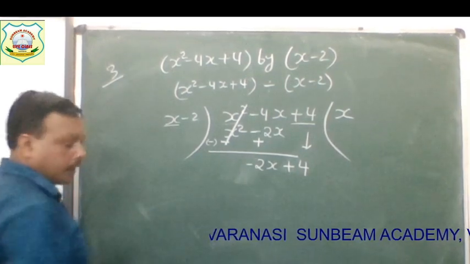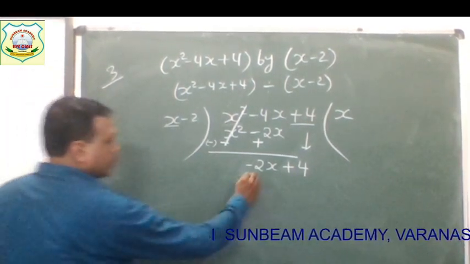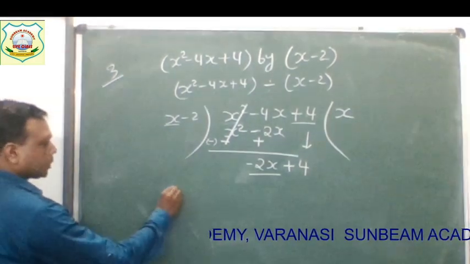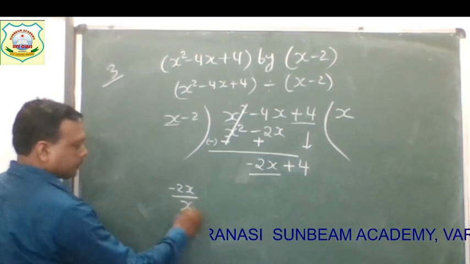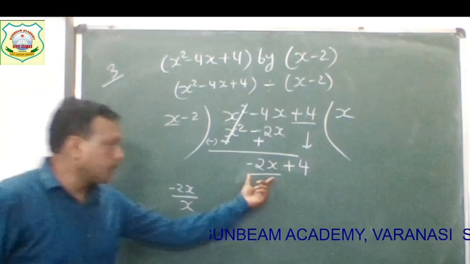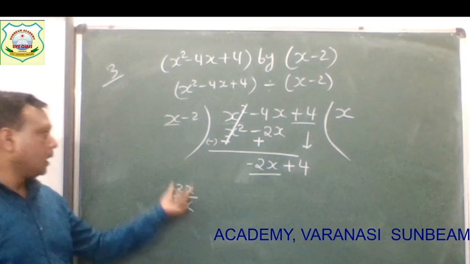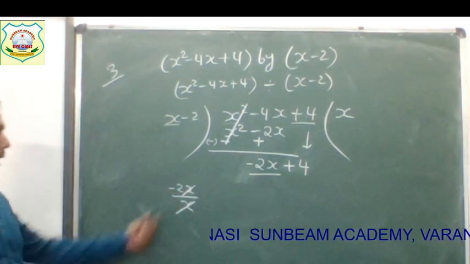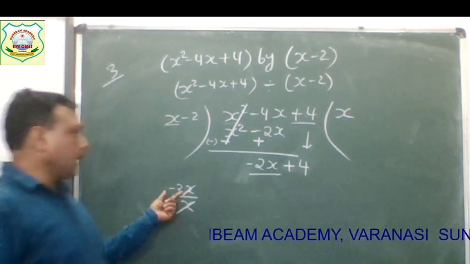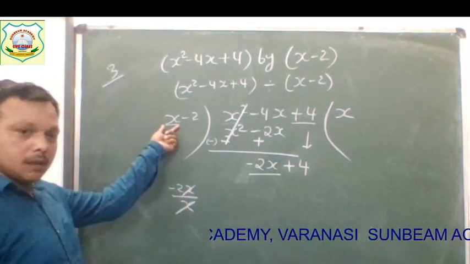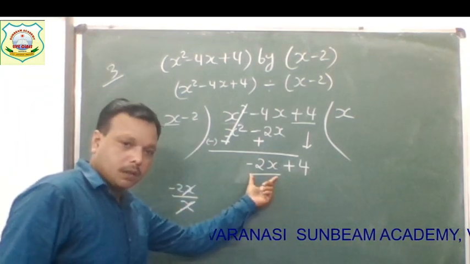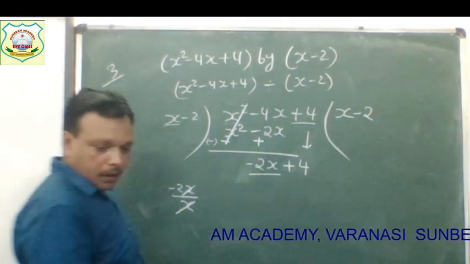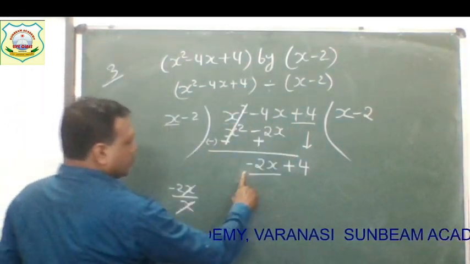Now, next term: minus 2x, and here is the x, again we will check, minus 2x upon x. See students, here we have taken the first term minus 2x upon x. It will cancel, what will be left? Minus 2. So what we have to do, if minus 2 multiply x, what will come? Minus 2x. Clear? So what should we write here? Minus 2. Clear students?